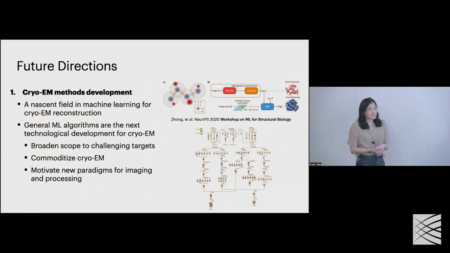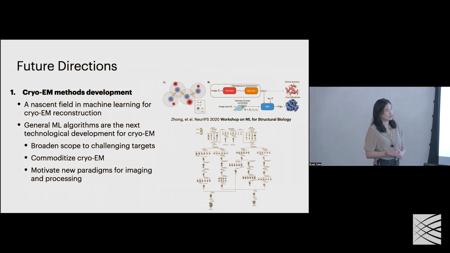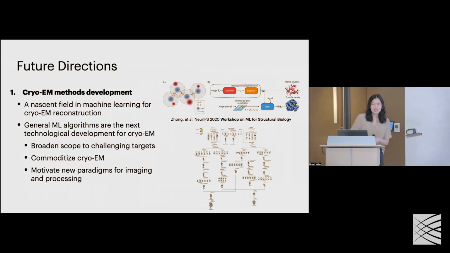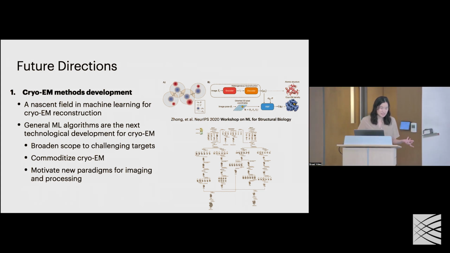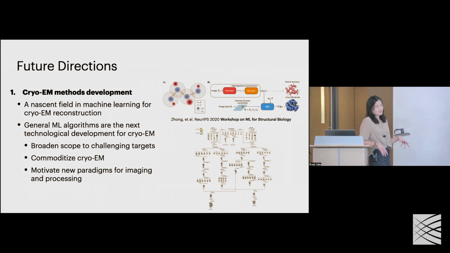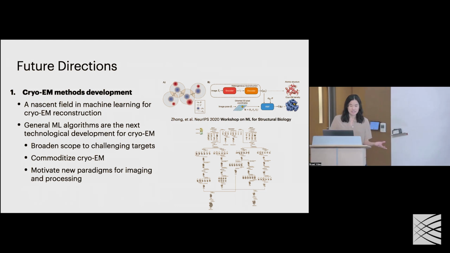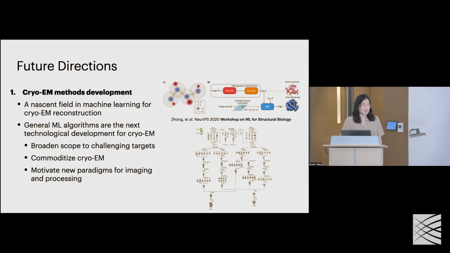Cryo-EM right now is still quite bespoke and manually intensive, especially this traditional 3D classification procedure. So can we commoditize and automate a bunch of the cryo-EM processing? And can new machine learning methods motivate different paradigms for imaging and processing, right? So are we really stuck to just single images, and can we design different ways of collecting the data for heterogeneity?